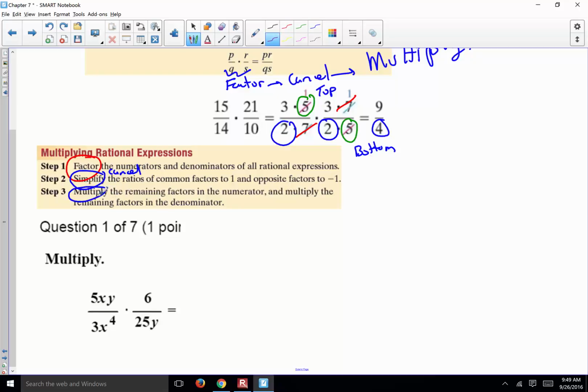This is the last one. Later multiply. Step 1, factor. Step 2, cross out, cancel, simplify. Step 3, multiply. So I need your help. For each part, I need the factors. 4 parts to factor here: top, bottom, top, bottom. How do I factor 5x and y? Can I break 5 more? Can I break X more? Can I break Y more? Can I break any of these? Can I?